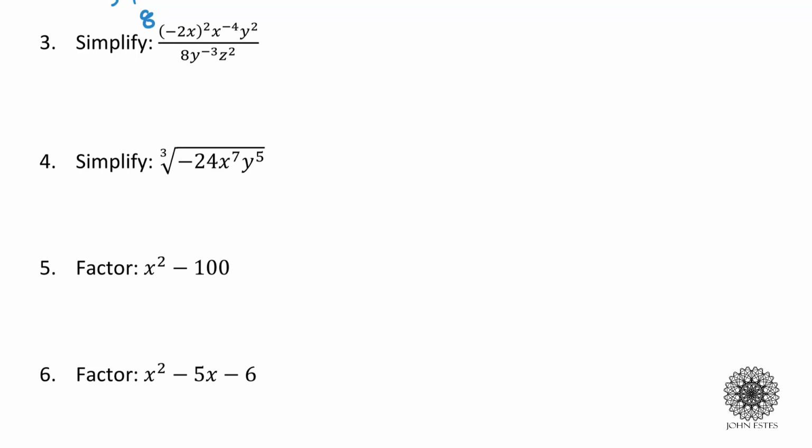Okay, next I want to simplify this expression, -2x quantity squared x to the -4th y squared over 8y to the negative cubed z squared. This looks complicated. First thing I want to do is square this -2x squared term. So I get 4x squared x to the -4th y squared all over 8 y to the negative cubed z squared. The next thing I want to do is recognize that this cancels to give me a 2 in the denominator, or a 1/2.